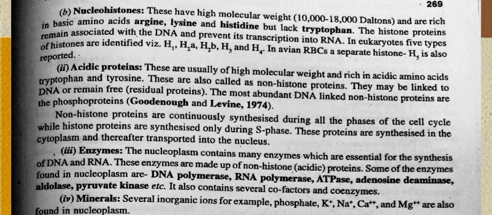Enzymes. The nucleoplasm contains many enzymes which are essential for the synthesis of DNA and RNA. These enzymes are made up of non-histone acidic proteins. Some of the enzymes found in nucleoplasm are DNA polymerase, RNA polymerase, ATPase, adenosine deaminase, aldolase, pyruvate kinase, etc. These are the names of enzymes. DNA polymerase and RNA polymerase are the common enzymes used in DNA replication or transcription in the nucleus.